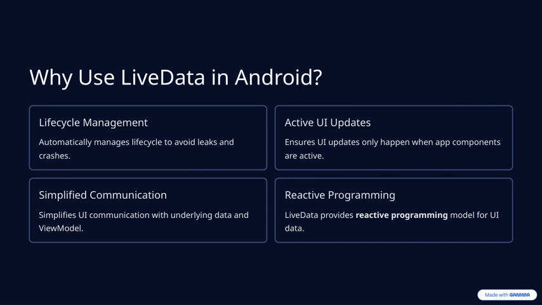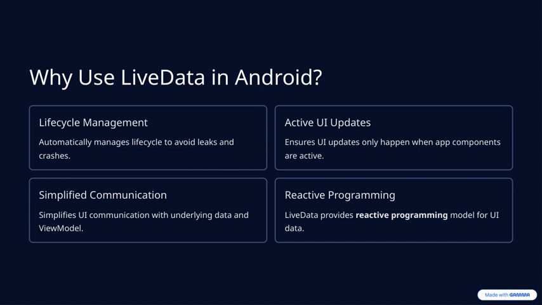Next, active UI updates are critical. Live data ensures that updates to the user interface only occur when the app components are actually active and in the foreground. This prevents us from trying to update a UI that isn't visible, saving us from unnecessary errors or wasted resources. Moving on to simplified communication, live data makes it easier for our UI components to stay in sync with the data. Instead of manually updating views or managing complex callbacks, we can observe data changes directly, which keeps our code cleaner and more manageable.